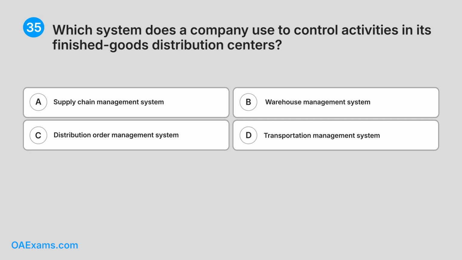35. Which system does a company use to control activities in its finished goods distribution centers? A. Supply chain management system. B. Warehouse management system. C. Distribution order management system. D. Transportation management system. Do you know the answer?